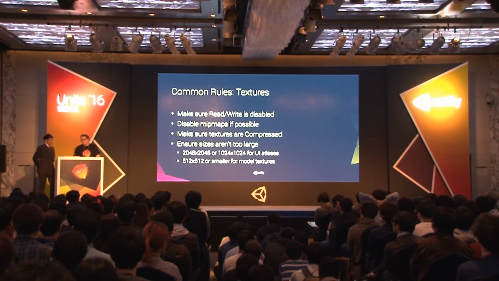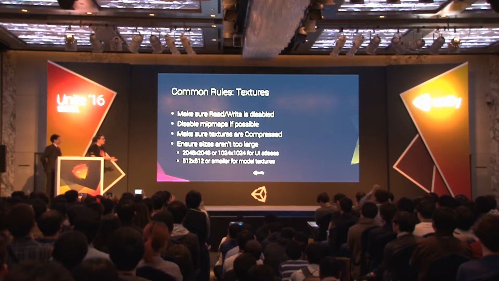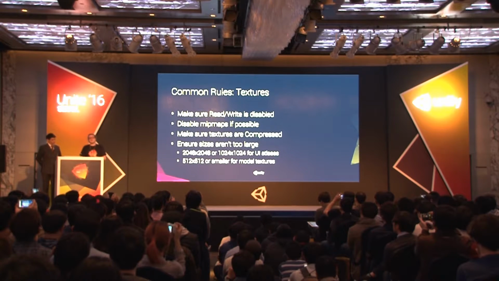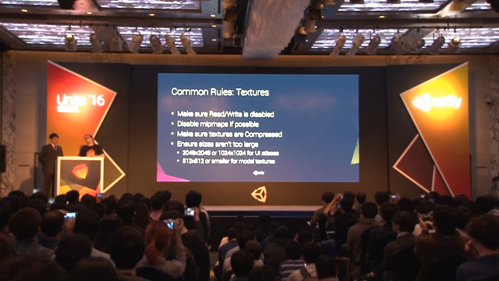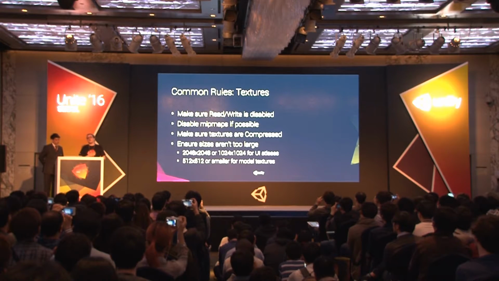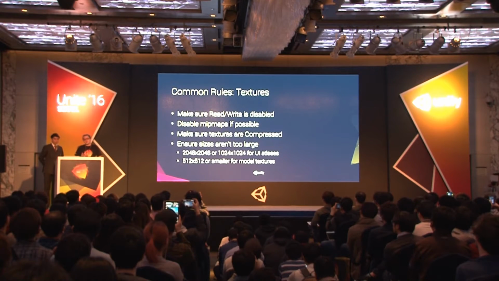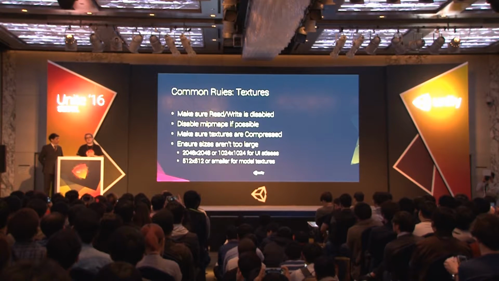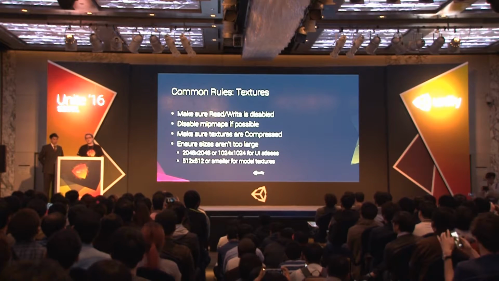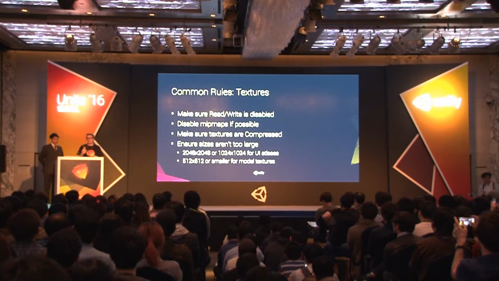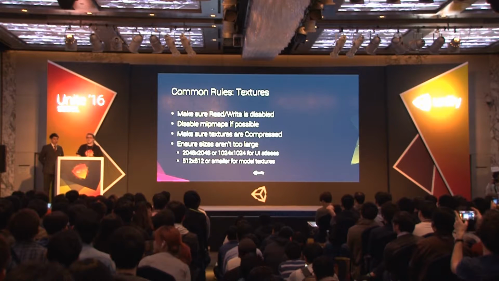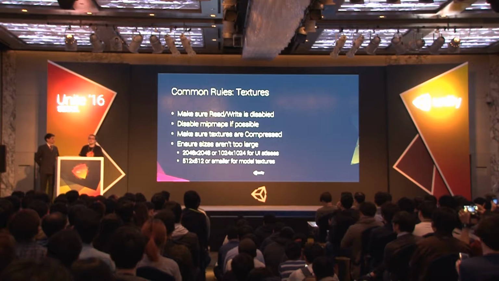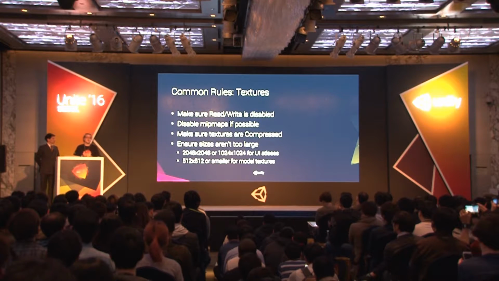So, I want to talk now about some other common rules. These are the very simplest things you can do to gain quick memory savings on your assets. First off, make sure read-write is disabled. Read-write will store two copies of your asset in memory. So just by making sure this is disabled, you will halve the memory footprint of all your textures.